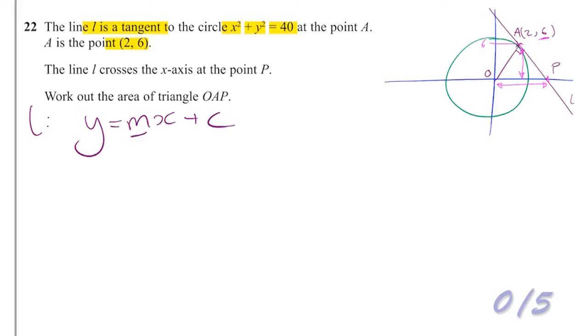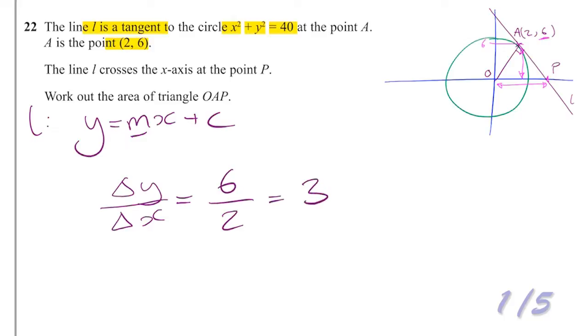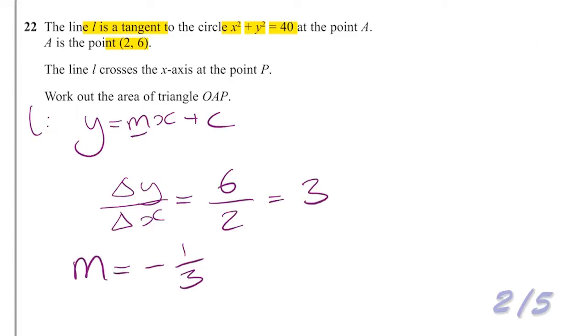The radius goes from 0, 0 to 2, 6 because gradients are the change in y over the change in x. The gradient of our radius goes, change in y, 0 goes all the way up to 6, so our change in y is 6, divided by the change in x, it goes from 0 to 2. So the gradient of our radius is just 3. That means that m is going to have a gradient of minus the reciprocal of that, minus a third. So y equals minus a third x plus c.